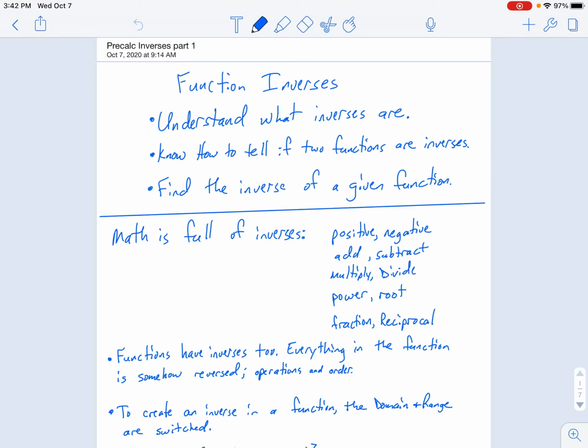We're kind of finishing up our unit on functions. We did function arithmetic, we did the difference quotient, which is working with functions and doing some composition and things. And now we're going to look at function inverses. So we need to hopefully get you to understand what inverses are, know how to tell if two functions are inverses of each other, and to find the inverse of a function that's given to you. So there's sort of our three goals.